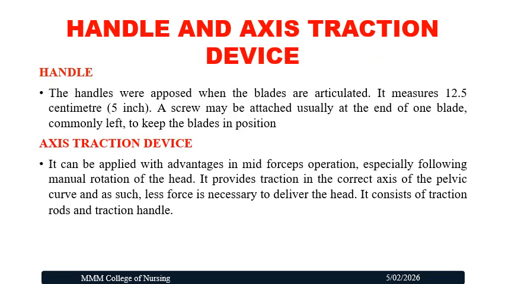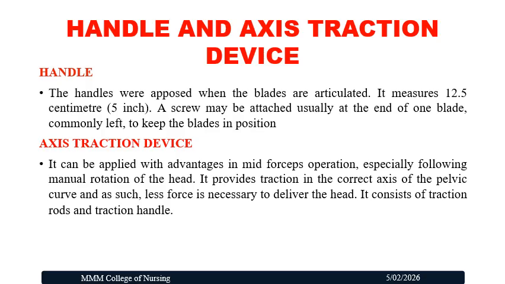Next part is handle and axis traction device. Handle. The handles are opposed when the blades are articulated. It measures 12.5 centimeter, that is 5 inches. A screw is also attached, usually at the end of one blade, commonly on the left side, to keep the blades in position.